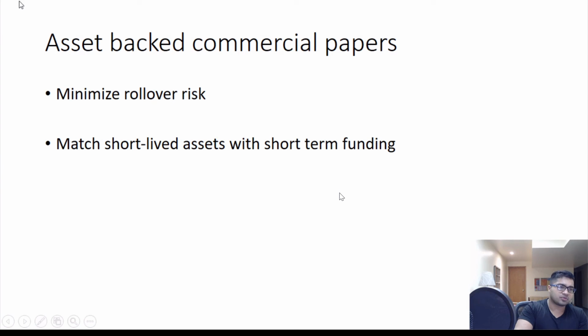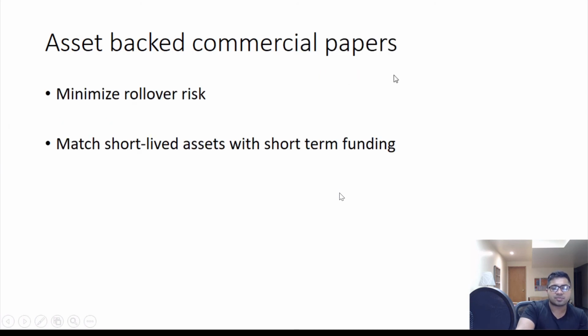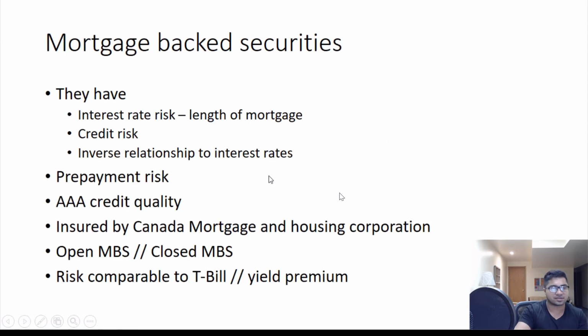One more type of ABS is asset-backed commercial papers. So they are exactly the same. Only difference is asset-backed securities are generally made from long-term loans. Asset-backed commercial papers are made for short-term loans. So these things generally minimize rollover risk and they match short-lived assets with short-term fundings for companies.